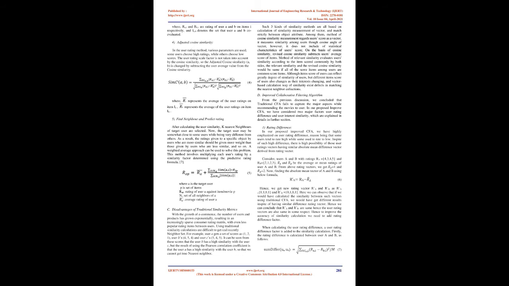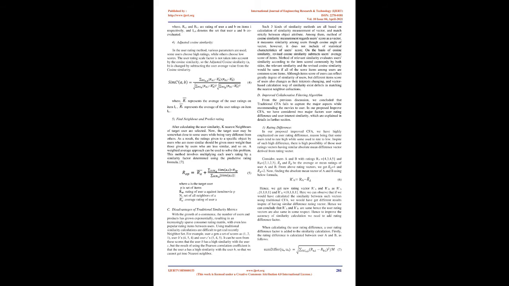Equation 5. Where A is the target user. P is the set of items. R_AP is the rating of user A against item/movie P. N is the set of all neighbors of A. R̄_A is the average rating of user A.